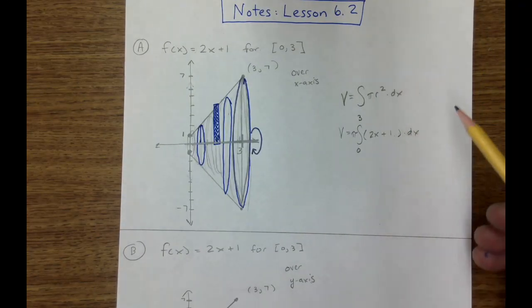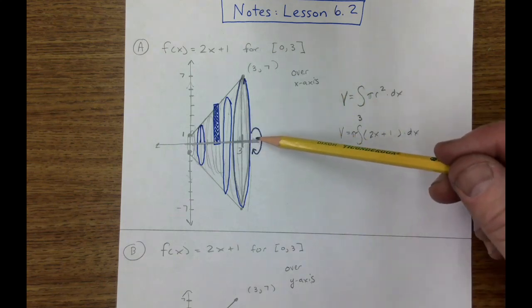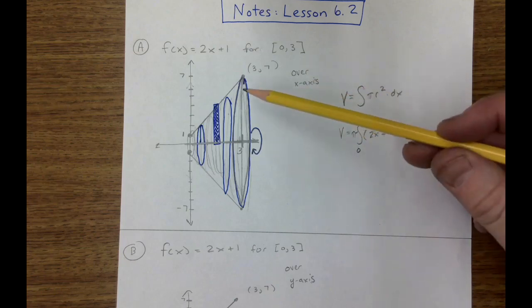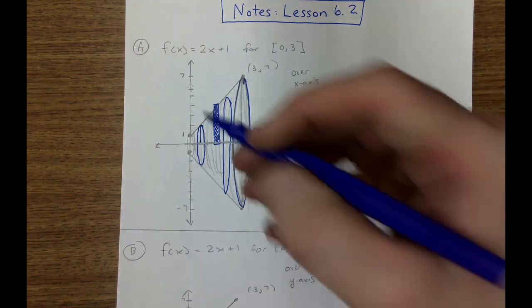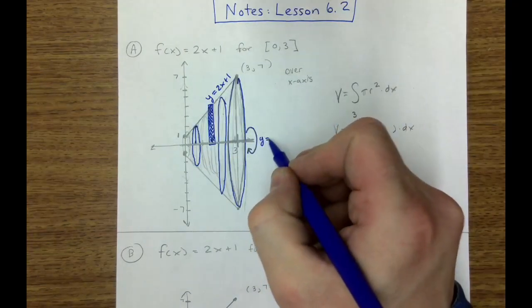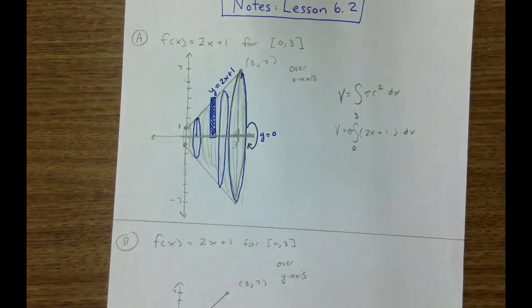Sometimes you do. If you have something that's not rotated around the axis, you're going to have a top and a bottom. But this just has a top. Top function is right here. Y is equal to 2x plus 1. And the bottom function is right there. Y is equal to 0. All right, so that's all we got to do. And then you get that.